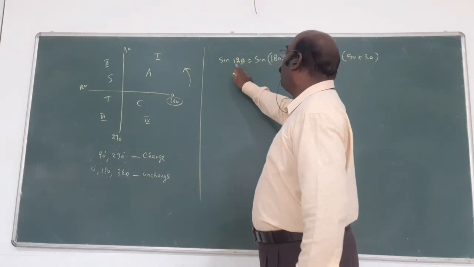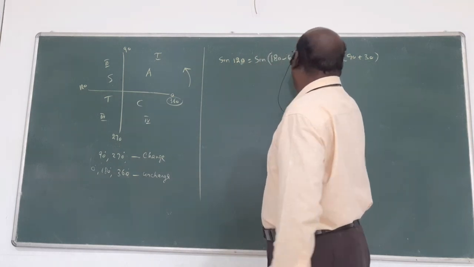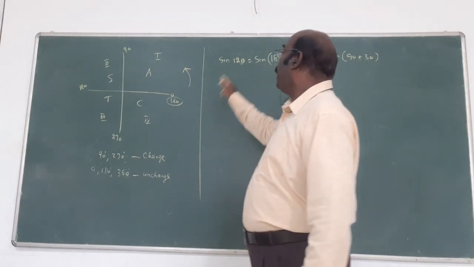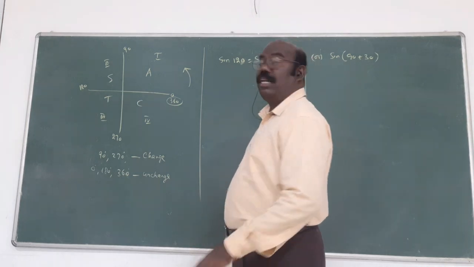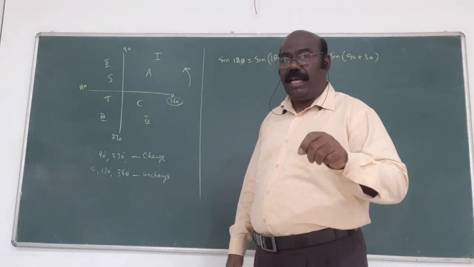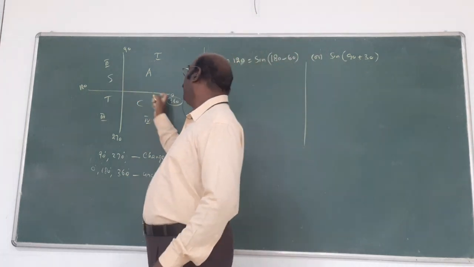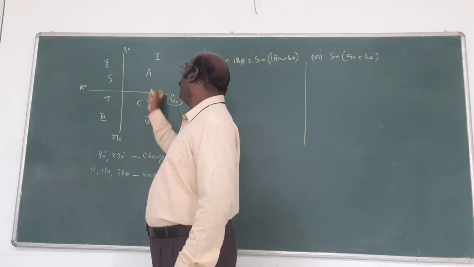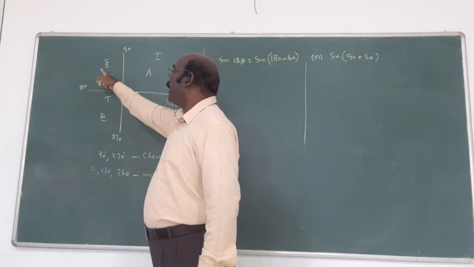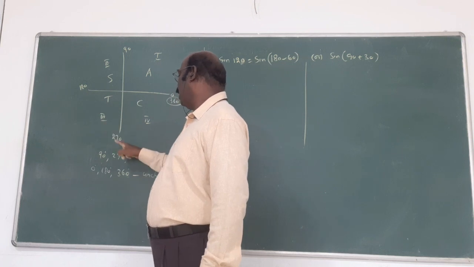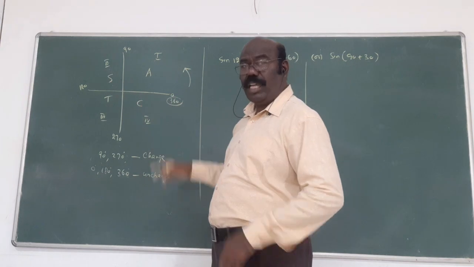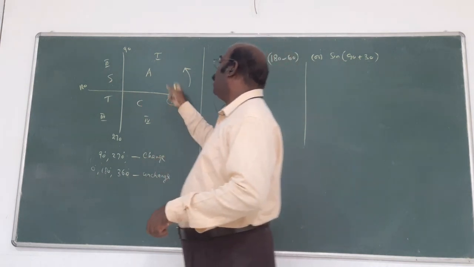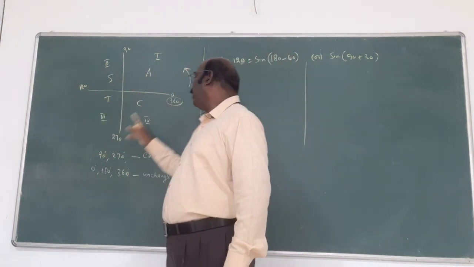Now 120 can be 180 minus 60 or 90 plus 30. Don't write 120 as 110 plus 10 or 140 minus 20. We need not that idea. What is the reason? In the quadrants, the first one is 0 to 90, 90 to 180 is the second quadrant, 180 to 270 the third quadrant, 270 to 360 the fourth quadrant. That's why you want to write in terms of 0, 90, 180, 270, 360.